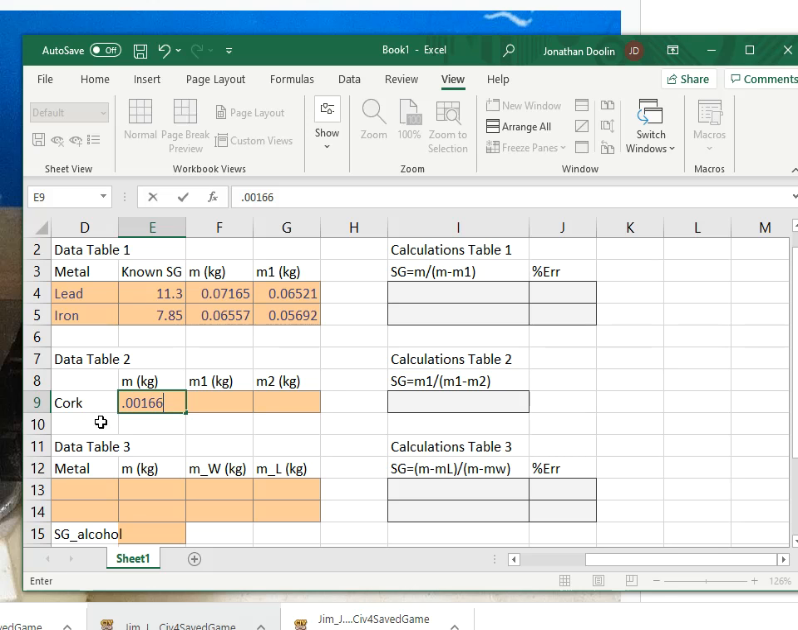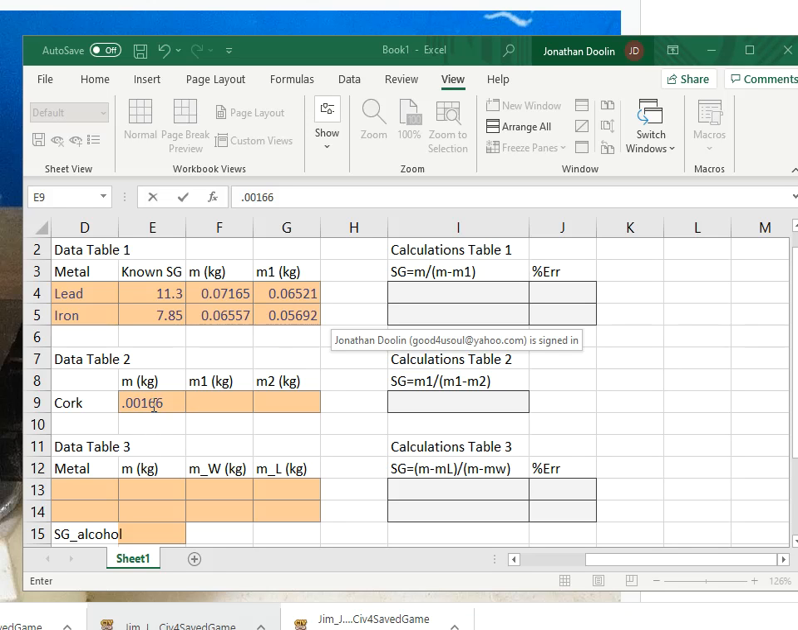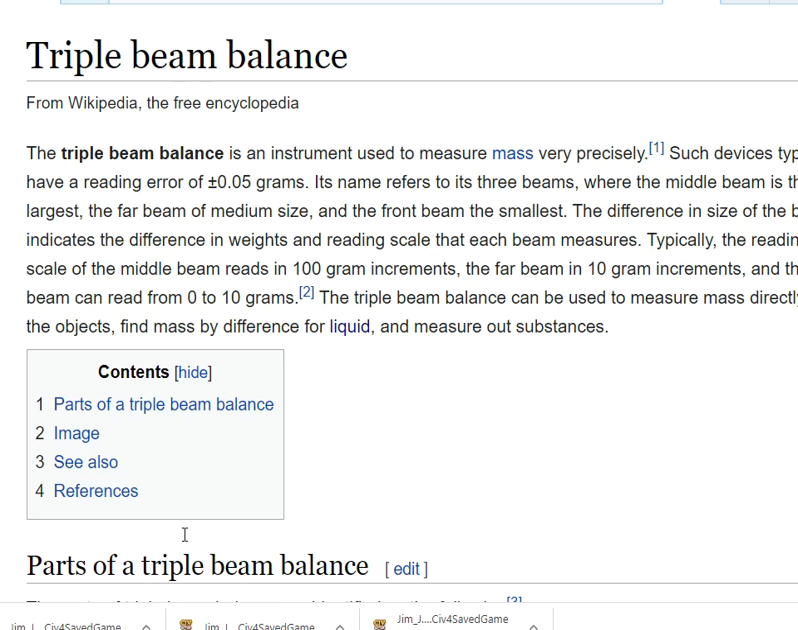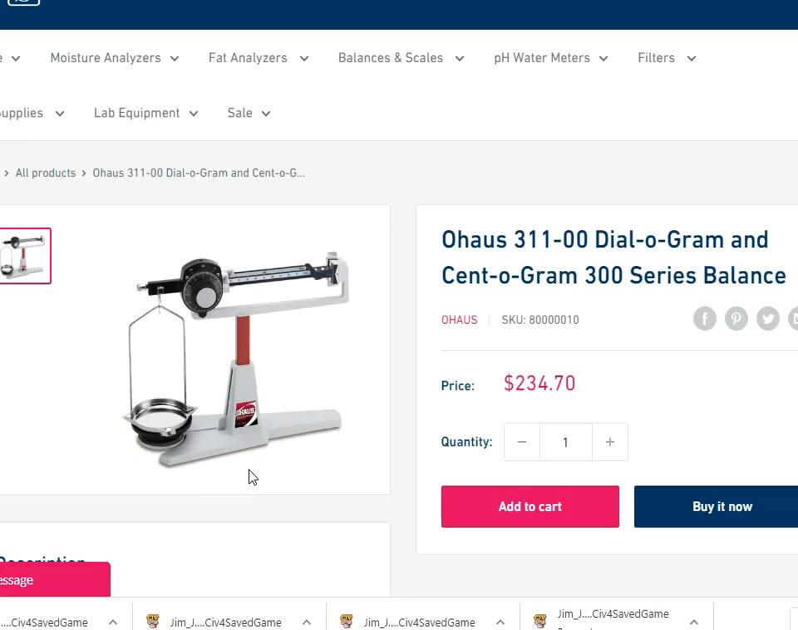So they have some kind of scale that is a little bit more sensitive than the triple beam balance that I was just looking at. Here is an example of such a laboratory balance. It says Ohaus 311-00 Dial-O-Gram and Centogram 300 series balance. So it is getting down to that hundredth of a gram.